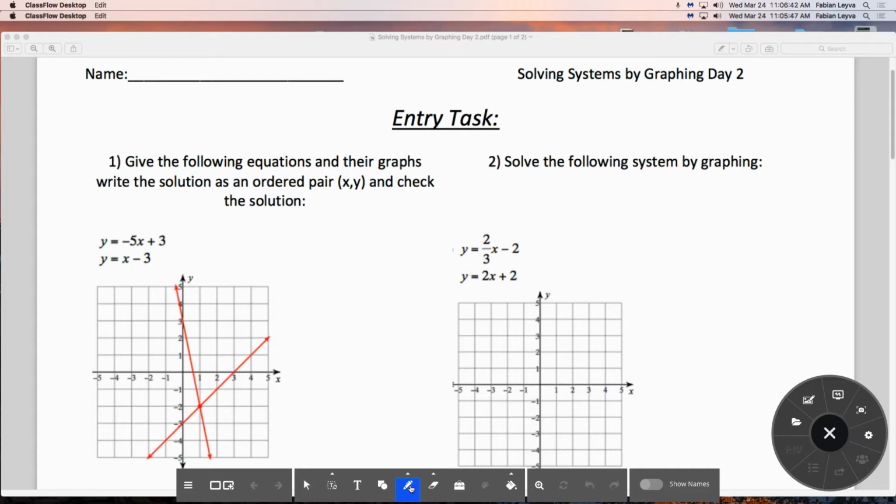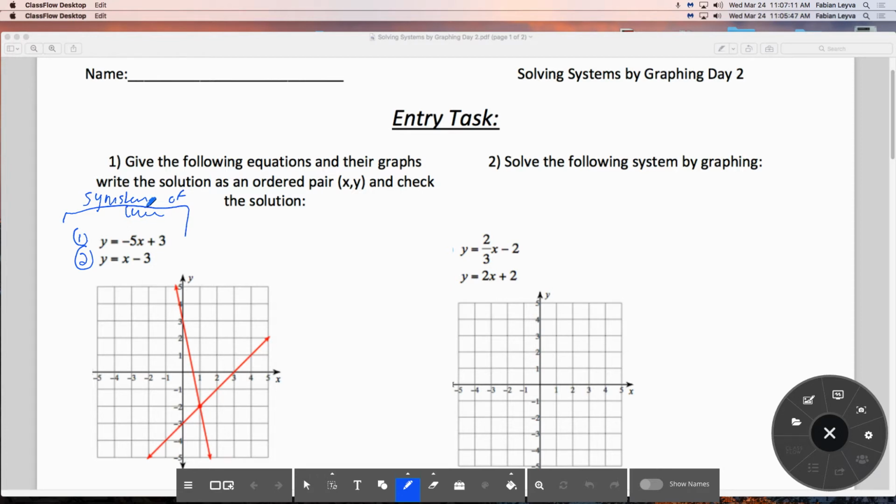Notice I have not given you a problem like number one, but you do have the knowledge to solve it. So let's read the directions and work through it. Given the following equations and their graphs, write the solution as an ordered pair (x, y), and check the solution. I notice I'm given two equations with the exact same variables. Remember that whenever you have two equations with the exact same variables, that is considered a system of linear equations. So I have a system.